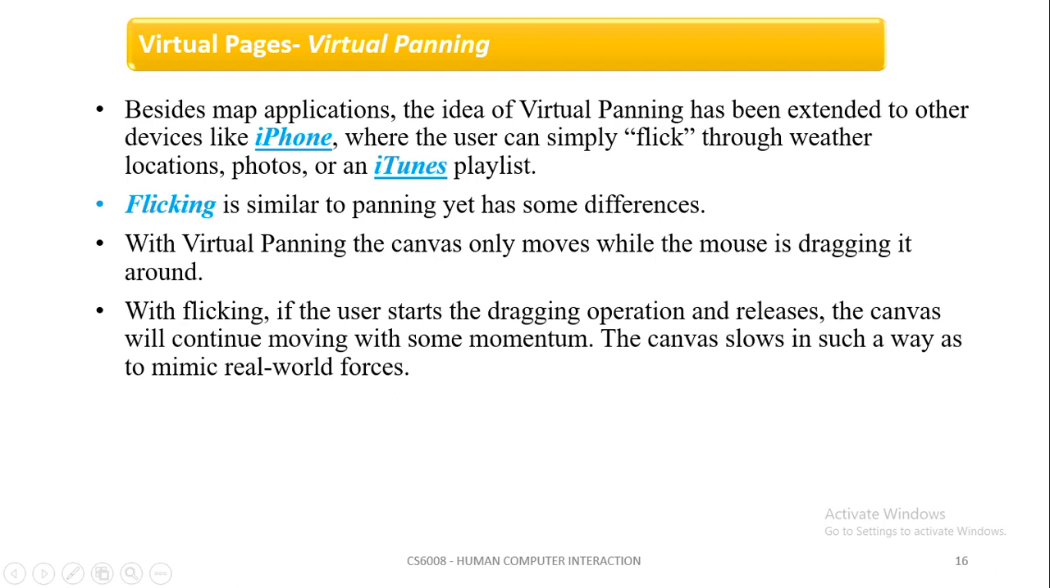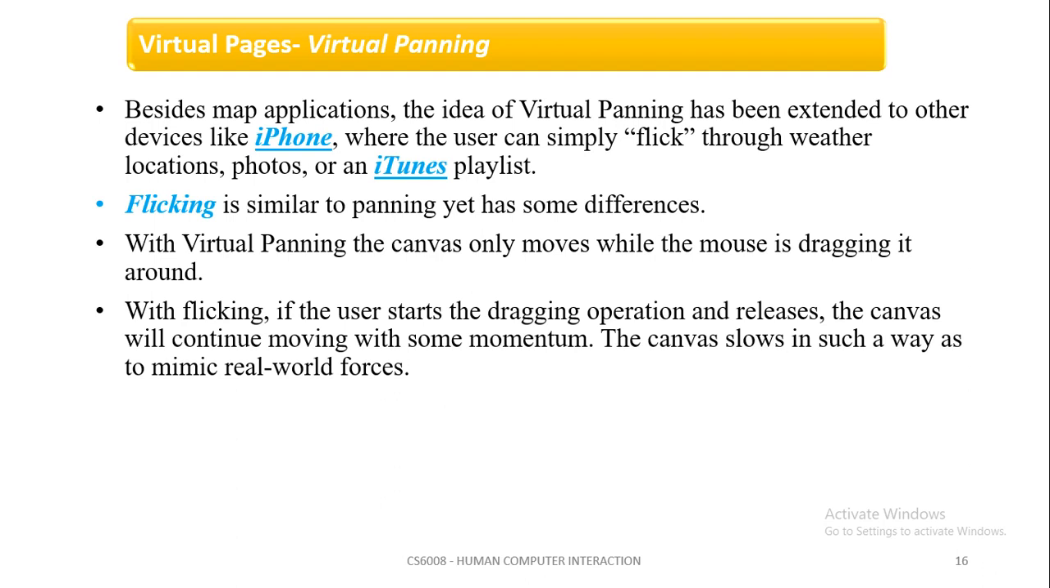Besides map applications, visual panning is also used in devices like the iPhone, where users can simply flick through the weather locations, photos, or an iTunes playlist. Here, there is a similarity between flicking and panning. What does flicking mean? It is applying some force or thrust by pushing, that is, using a finger, we are pushing the items by touching the touch screen.